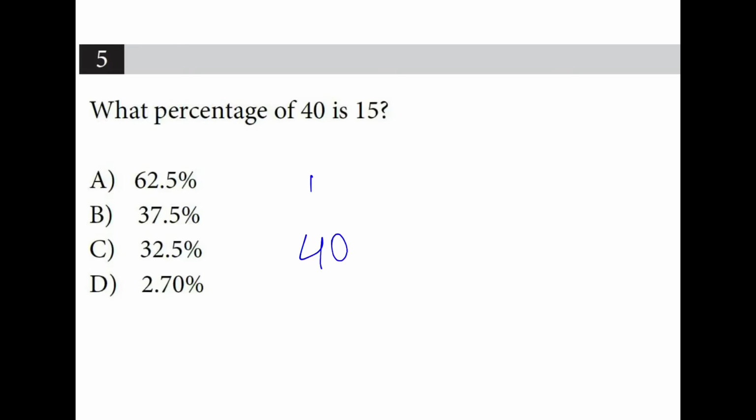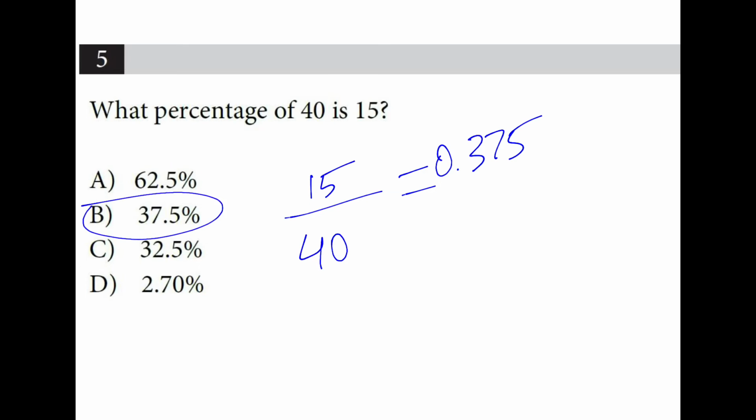40 is on the bottom, 15 is on top. If you divide, you get 0.375. If you multiply that by 100, 37.5%.